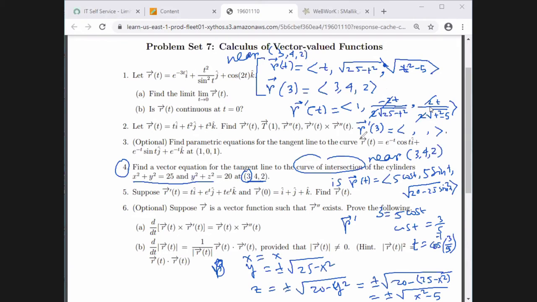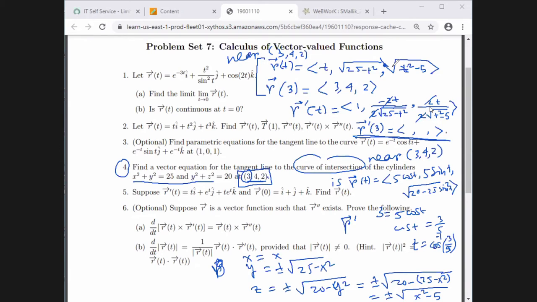Any other questions? Remember one thing, for this problem we did not need the whole parameterization. We just need the parameterization near this point. That's why nothing is a problem. But if you really have to find the parameterization of the curve of intersection, then you have to do the normal way. If you do cosine, sine t, there will be 2 parts of the curve.